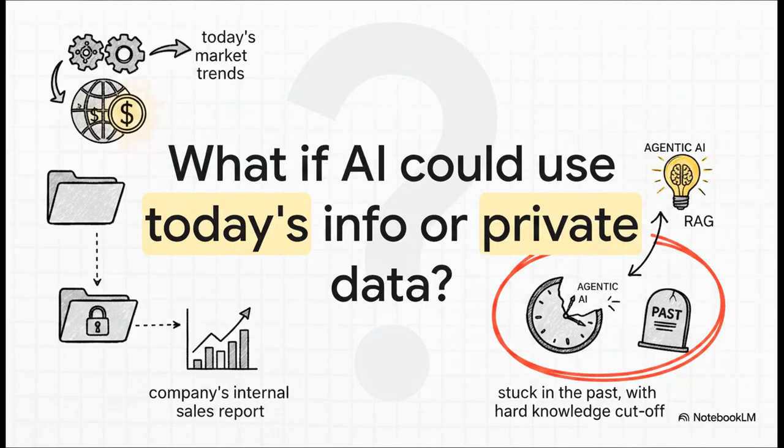So, think about this for a second. What if you could ask an AI about what's happening in the market right now? Or even better, ask it a question about your company's latest internal sales report and actually get a perfect answer. The problem is, most AI models can't do that. They're kind of stuck in the past with this hard knowledge cutoff. Well, today, we're going to fix that.